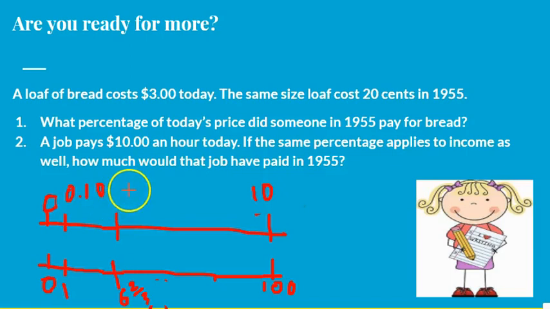That would be about 66, 67 cents. It's really 66 2/3 cents because it would just keep repeating forever. So it's less than $1 that you would have gotten paid in 1955 when you look at the same ratio of income to pay as the cost of bread to the cost of bread back in 1955.